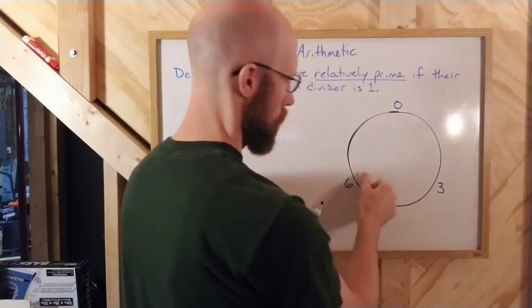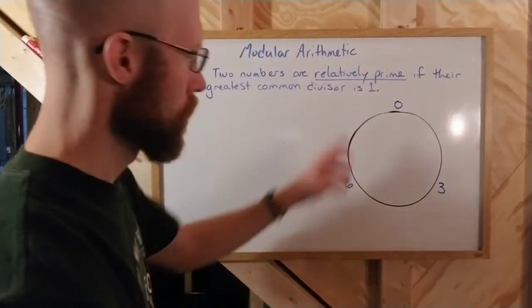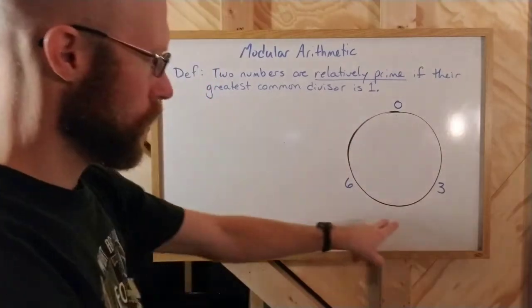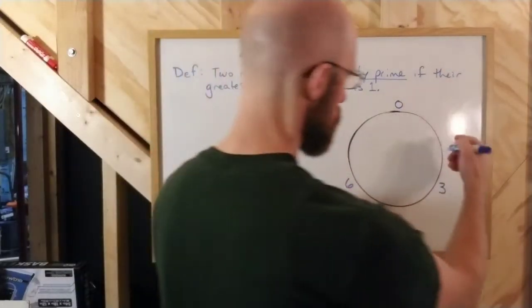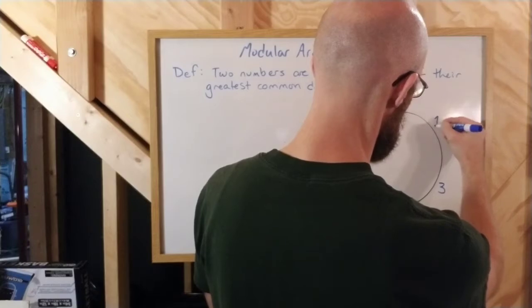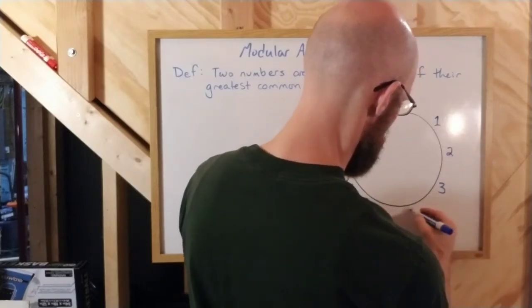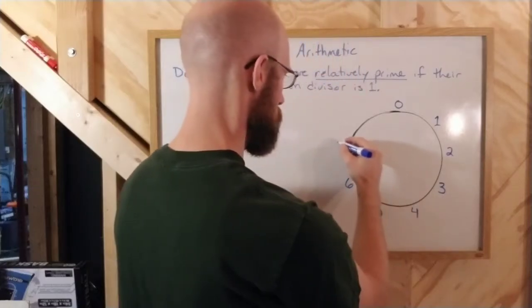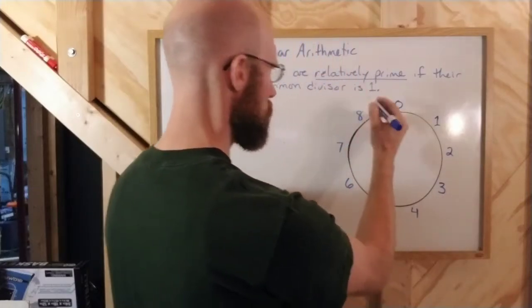So 0, 3, 6. And then within each of these gaps, I can fill in with 2 more numbers, right? So I got 1 and 2 in here. So just try to evenly space them out. 4 and 5, 7 and 8. Okay.